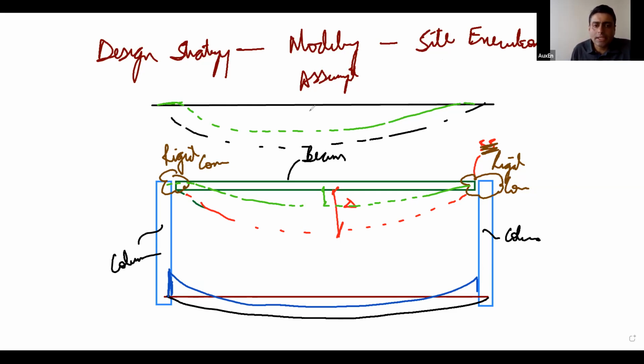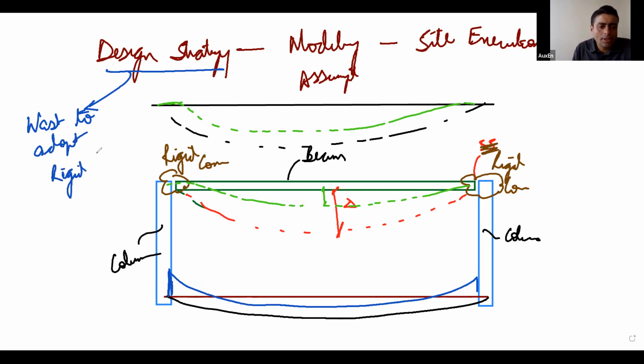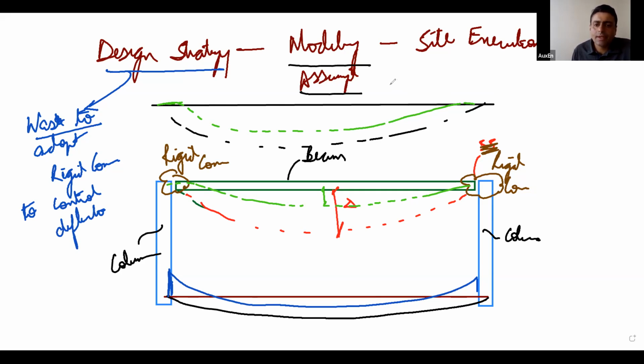Okay, so this was my design strategy. What was my design strategy? My design strategy was to adopt a rigid connection. Why did we have to adopt a rigid connection? To control deflection. So this was my design strategy. How will I execute it in my model?